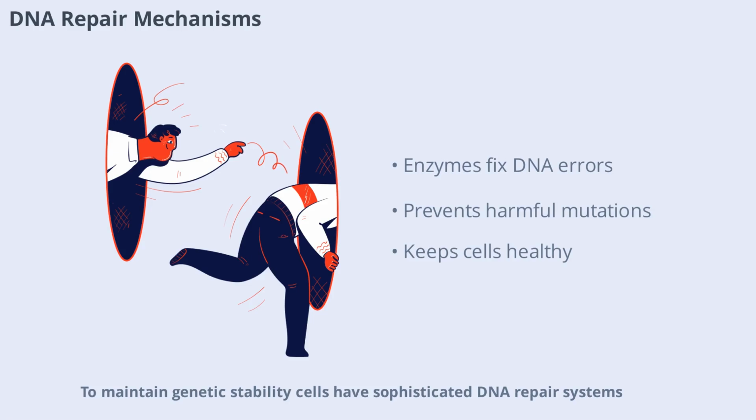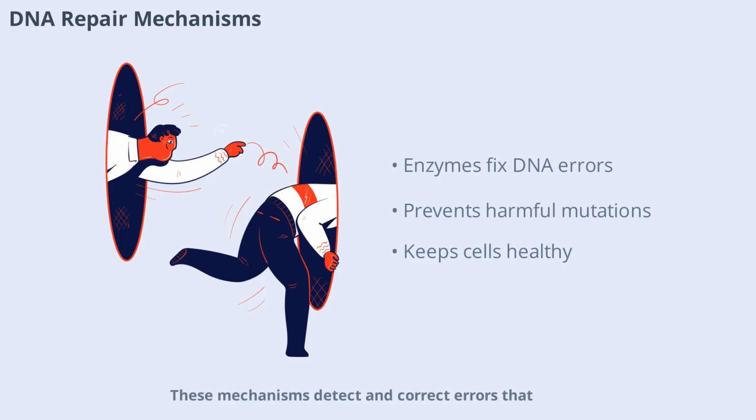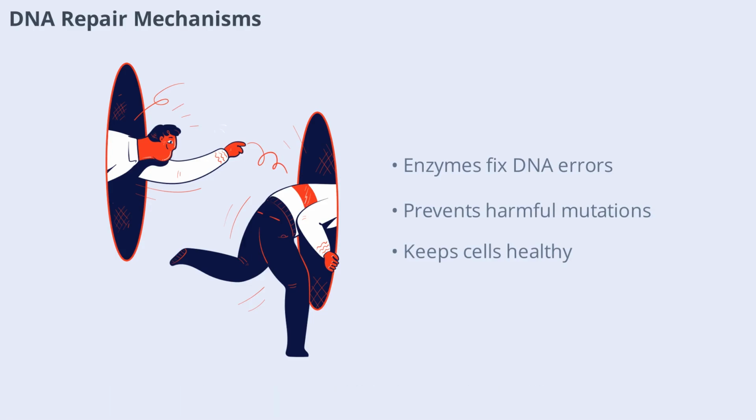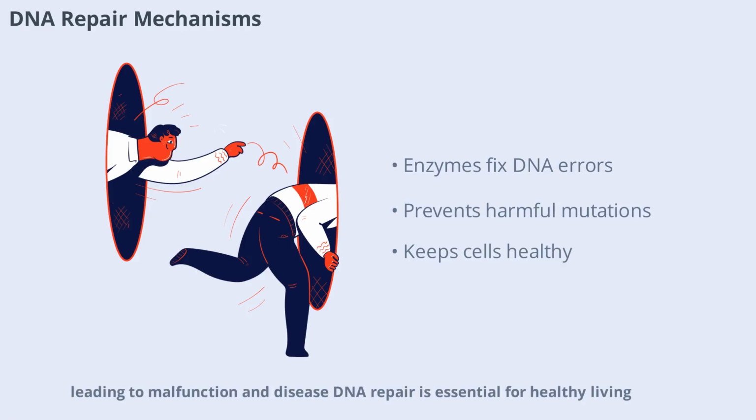To maintain genetic stability, cells have sophisticated DNA repair systems. These mechanisms detect and correct errors that occur during replication or from environmental damage. Enzymes scan the DNA, remove faulty sections, and fill in the correct nucleotides. Without these repair processes, mutations would accumulate, leading to malfunction and disease. DNA repair is essential for healthy living.